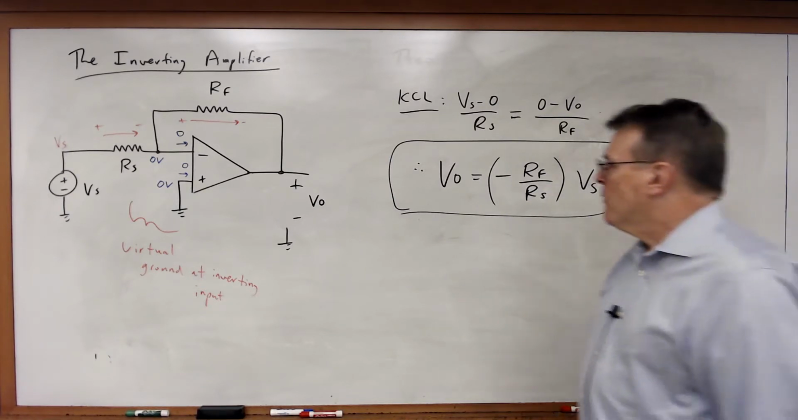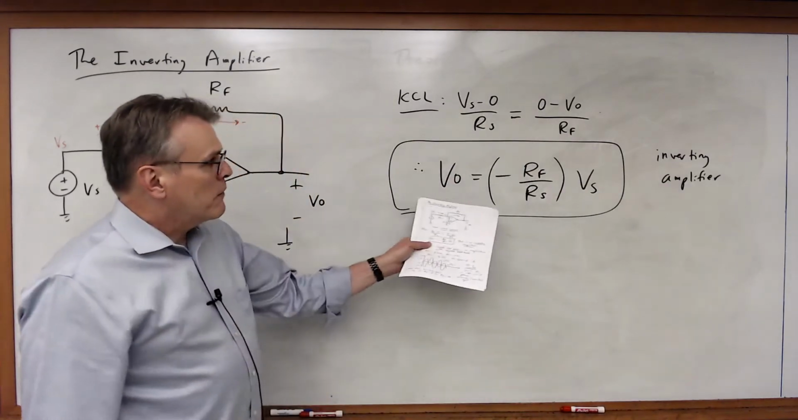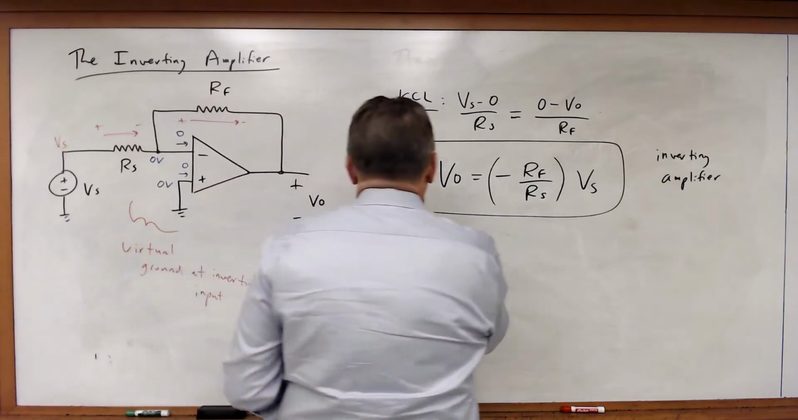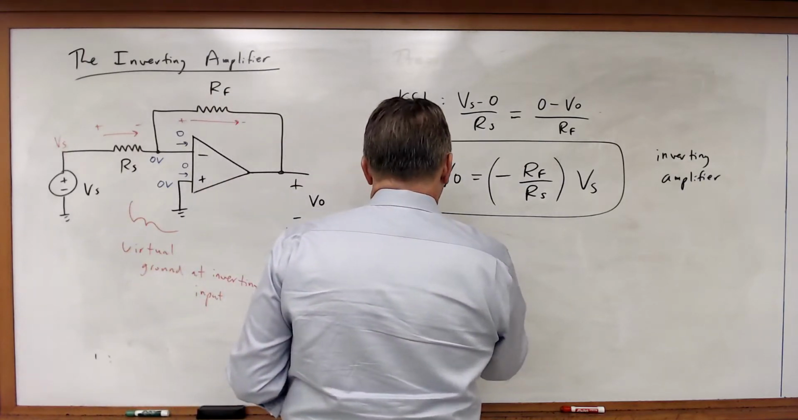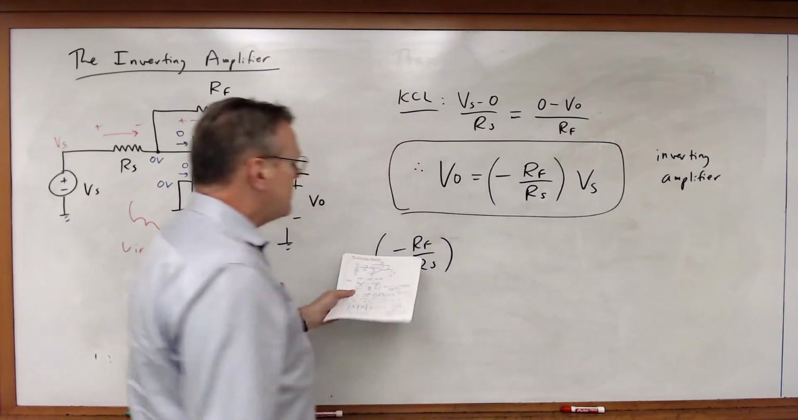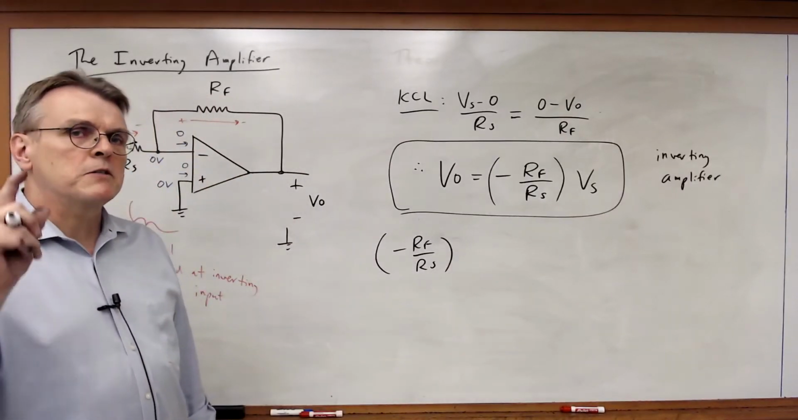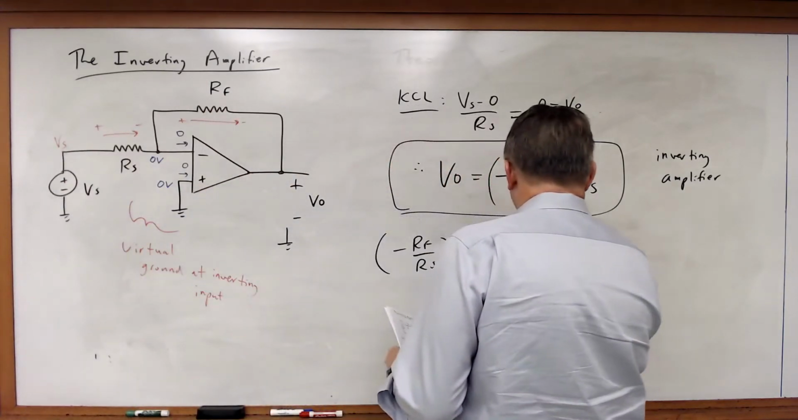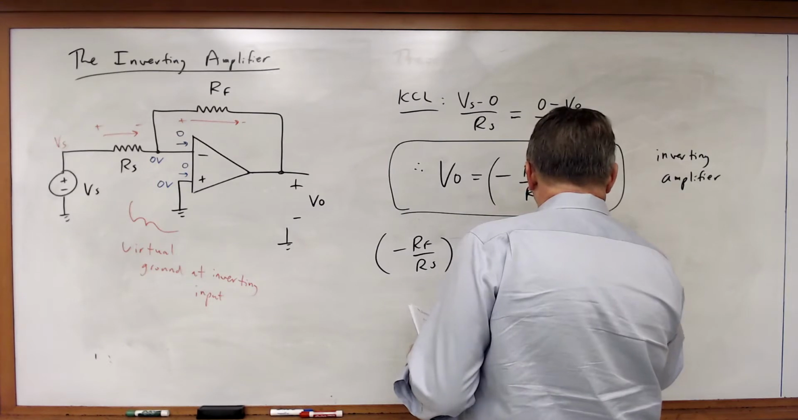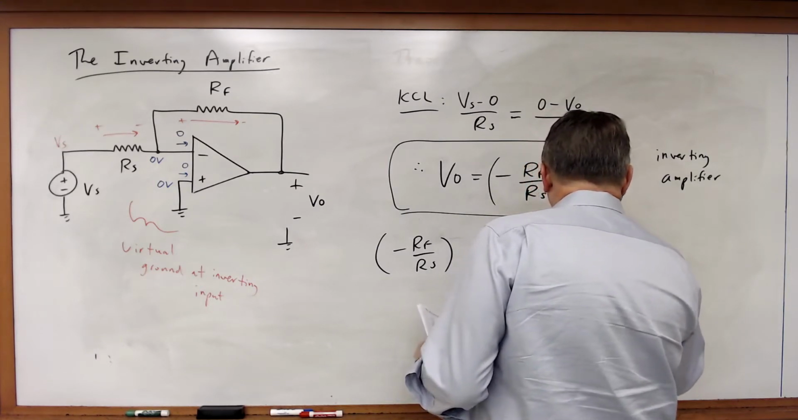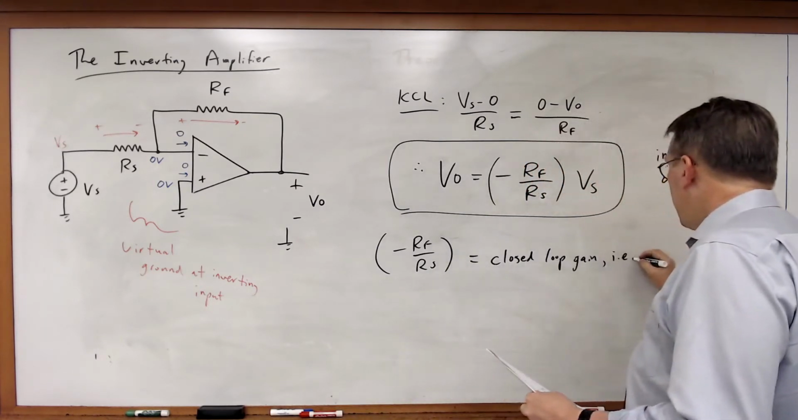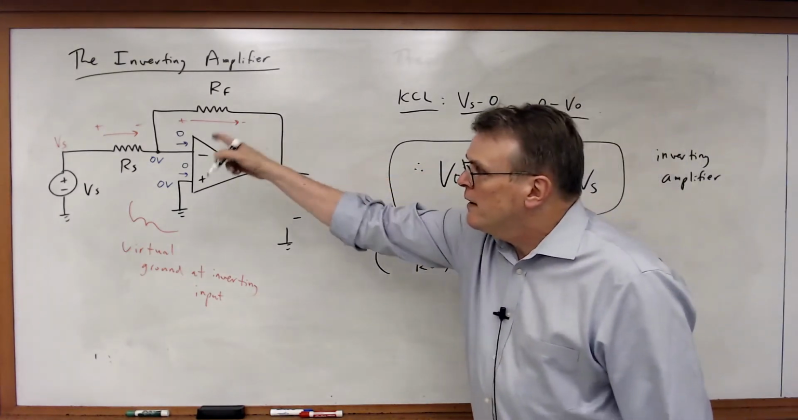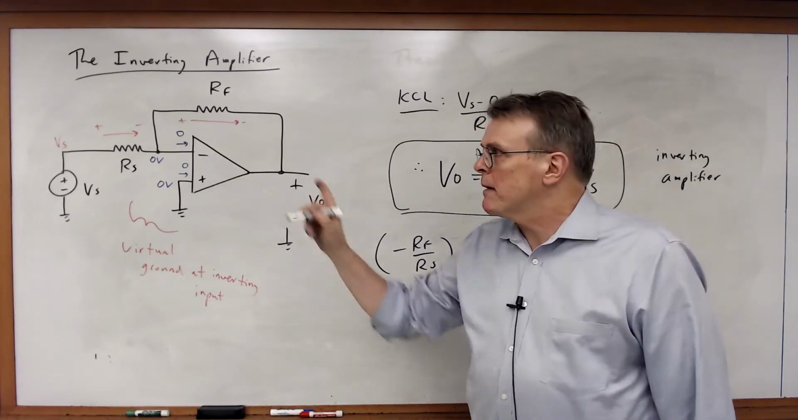Now, why do we call it an inverting amplifier? Well, first of all, we note the minus sign in this term here in the center. This term we give a name to. This minus RF over RS is the closed loop gain. In other words, this is the amplification factor of this op-amp circuit due to the negative feedback formed by this resistor network.